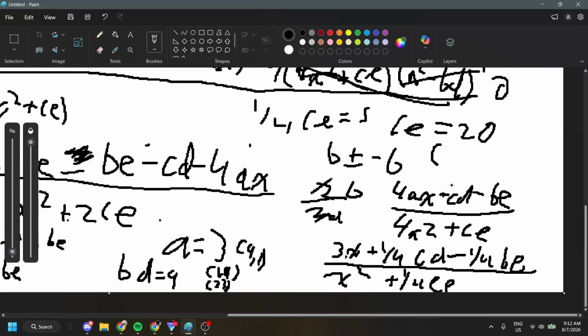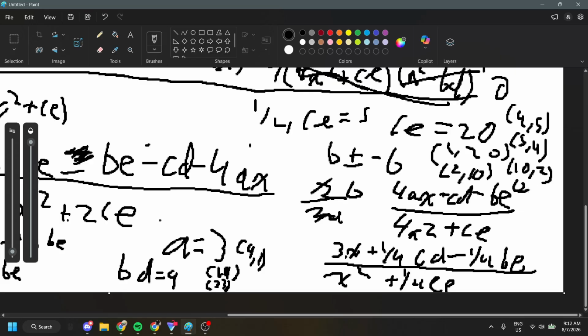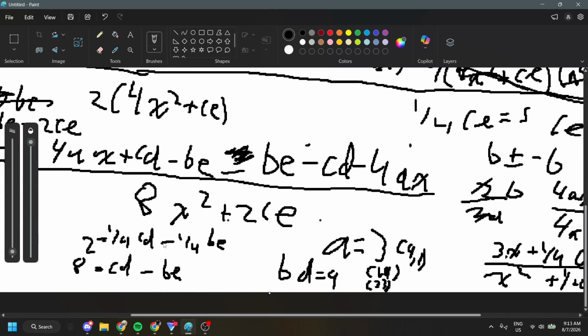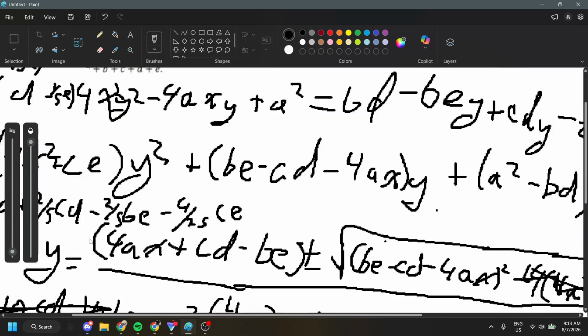So do we have to just try all ordered pairs? So here we have 1 and 20, 2 and 10, 4 and 5, 5 and 4, 10 and 2, and 20 and 1, which sucks. So we have 6 options times 3 is 18 options. And we just need to find their sum.